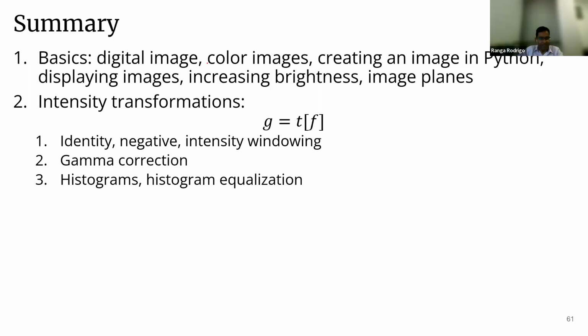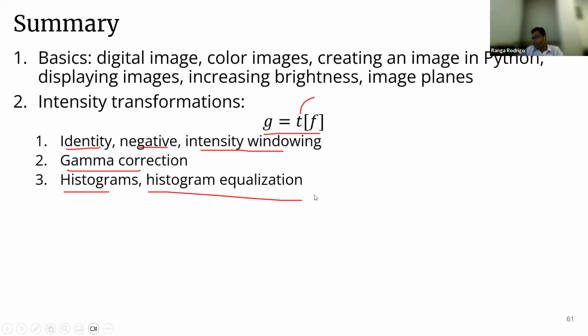So in summary, basic digital images, color images, we looked at grayscale images, color images, creating an image in Python, displaying images, increasing the brightness, and we looked at image planes. And we looked at intensity transformations. They look like G equals T(F). T decides what it looks like. And then we looked at the identity transformation, negative transformation, intensity windowing, gamma correction, histograms, and histogram equalization. That's all we did tonight.